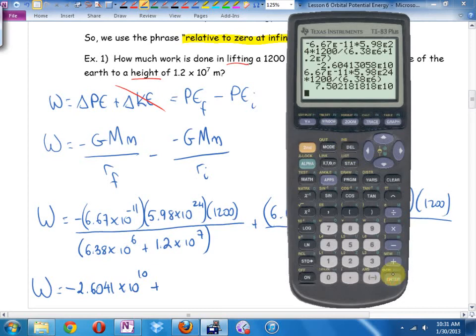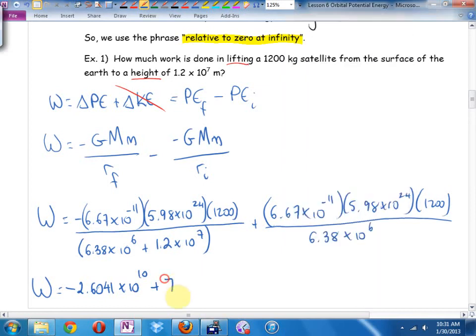Enter. And I get 7.5022. How about, yeah, 7.5022 times 10 to the 10th. Yes? I want to add that to negative 2.6041 times 10 to the 10th.